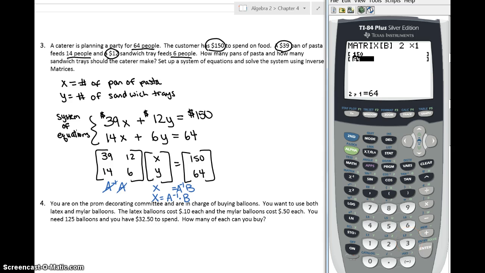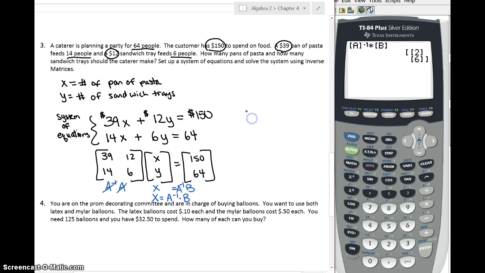Alright, now that it looks like we changed everything, I'm going to second quit out of here, clear my home screen, and now I'm going to grab what I need. Matrix A I need, so I'm going to press enter, inverse times matrix B. Alright, the answer that we ended up getting is 2, 6. Now, what does that mean?